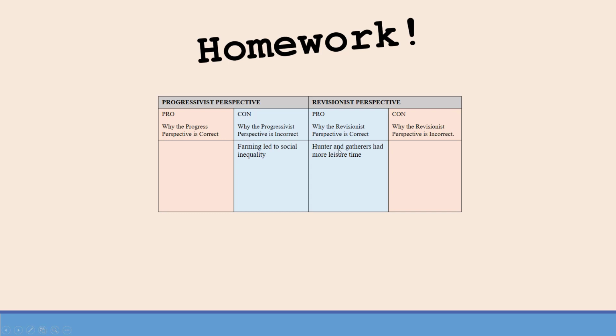Okay, so a pro example would be hunter-gatherers had more leisure time. That is a pro of the revisionist perspective. Okay, what would a con be for the progressivist perspective? Another way of building an argument, right? Not showing that your way is great, but that their way is not so great, right? So in what way are they going to make the case that the progressive position is not that great? Well, Jared Diamond's going to suggest that farming led to social inequality, right? So these are some examples of the pros and cons and how I'd encourage you to do that.